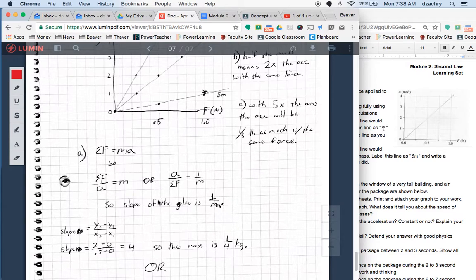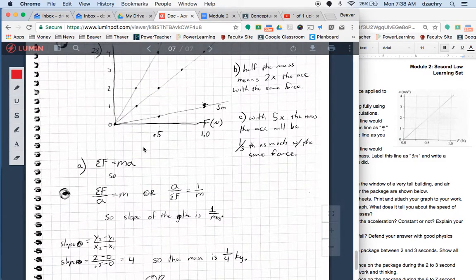So then I look at the slope of the line and I take 2 points and I calculate that the slope is 4. Remember, the slope is 1 over the mass, and so the mass is 1 over the slope, and so the mass must be 1/4 of a kilogram, or 0.25 kilograms.